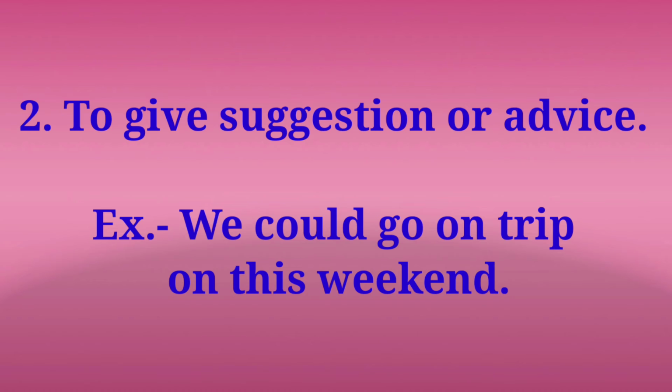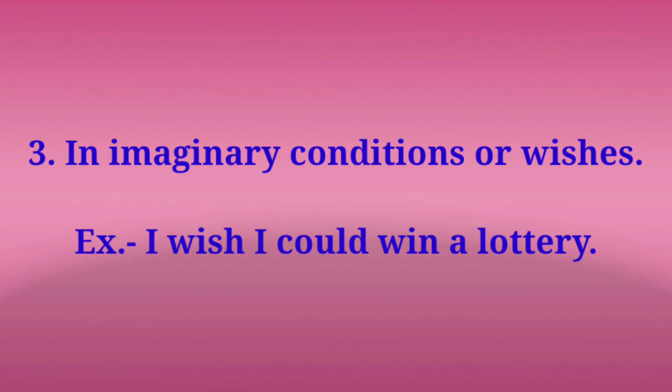Next is to give a suggestion or advice. For example, we could go on a trip this weekend. Here it is a kind of suggestion or advice. We are offering advice to another person. Next is imaginary conditions or wishes. When we are making wishes, we should make use of could. For example, I wish I could win a lottery. It's a kind of wish, a dream, an imaginary condition. When we are talking about such situations, we make use of could instead of can.